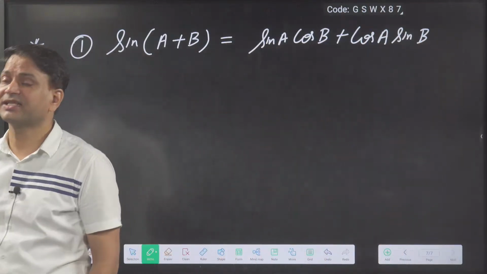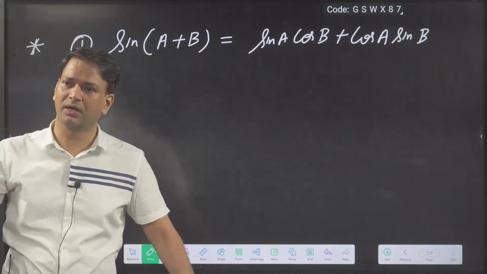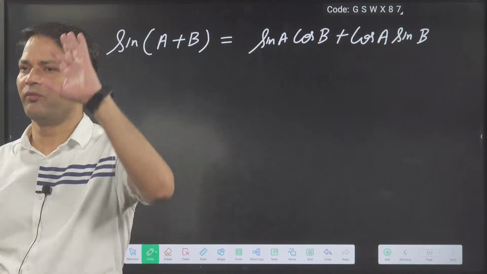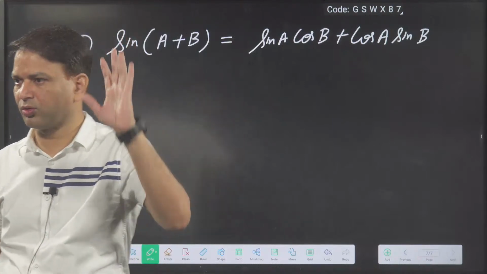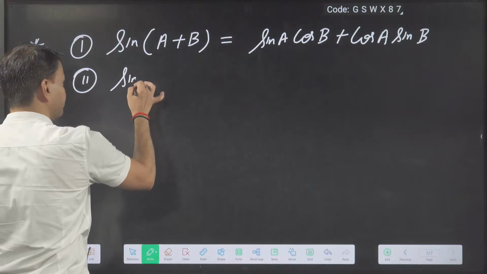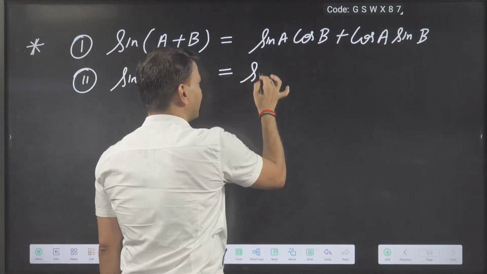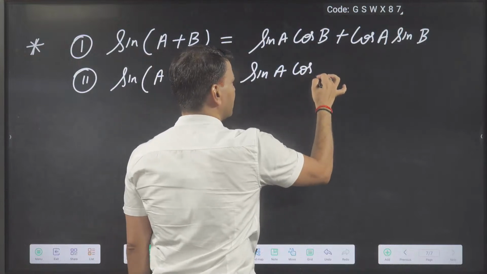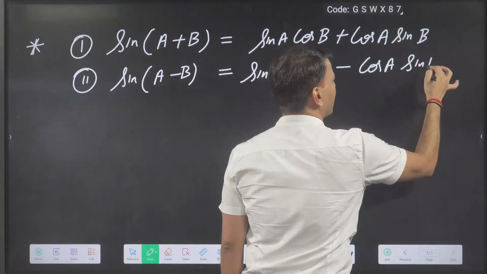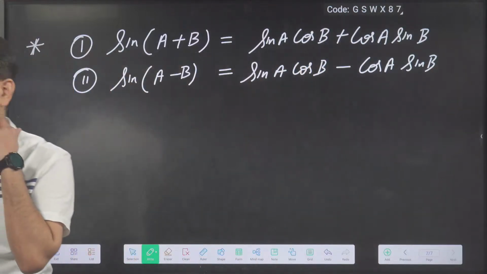What I said, we are learning trigonometry only for physics, so there is no need to practice all the formulas. We have to practice the questions. Some formulas we have to remember directly, and when they are required in physics, we will use them. Second, sine A minus B. Sine A minus B is sine A cos B minus cos A sine B. So it is a similar formula: when it is a plus, in between there will be a plus, and when it is a minus, in between there will be a minus.